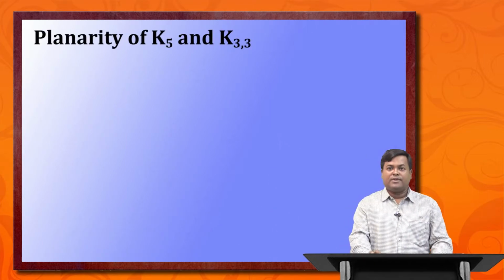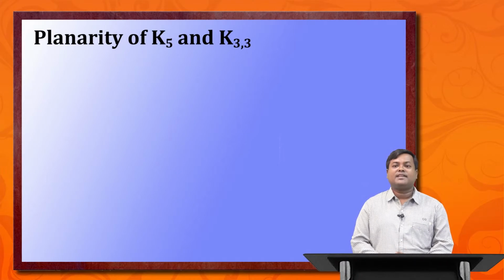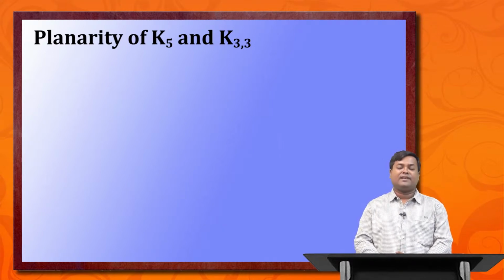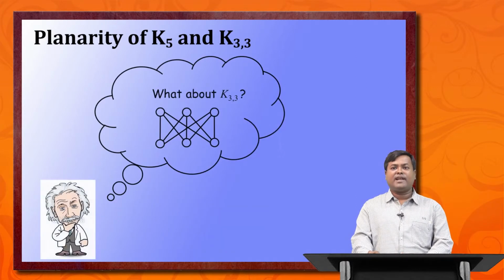Now we need to discuss the planarity of K5 and K33. These are the basic building blocks of planar graphs. These are very important, because based on the planarity of K5 and K33, we will conclude a lot of things about other non-planar graphs. So is K5 planar? That is the question. Is K33 planar? That is another question.